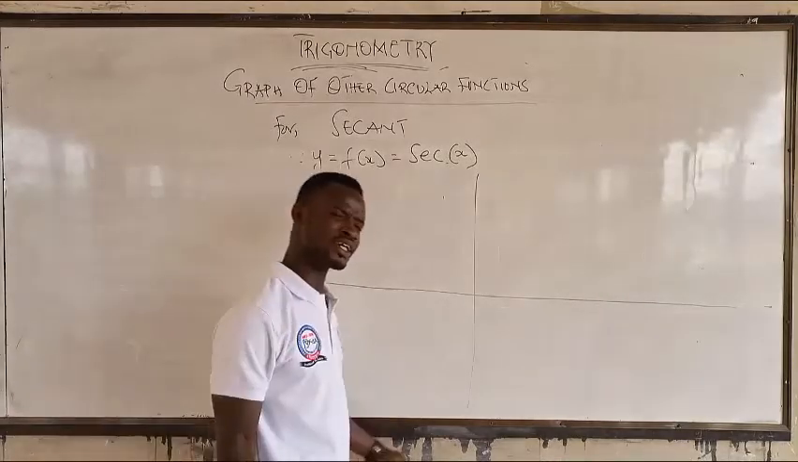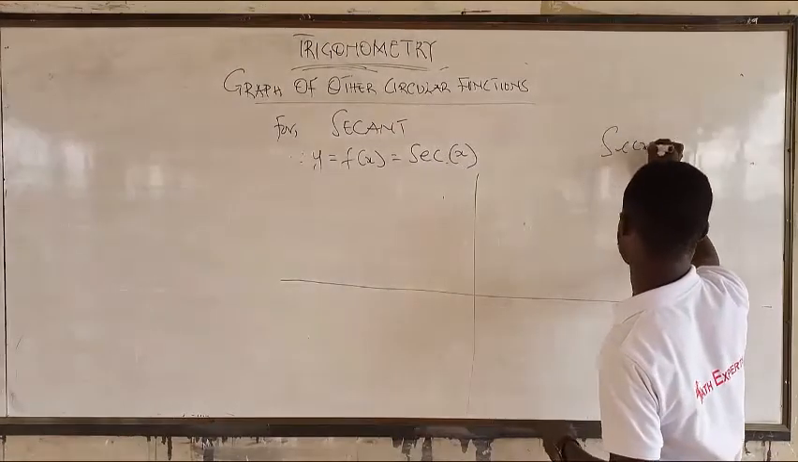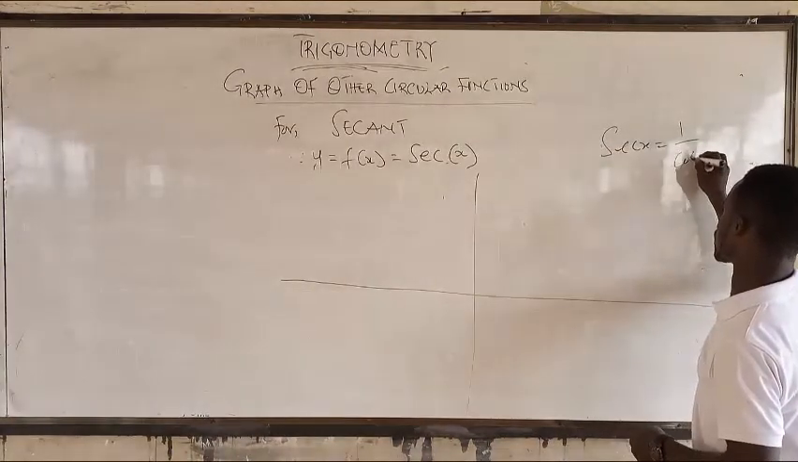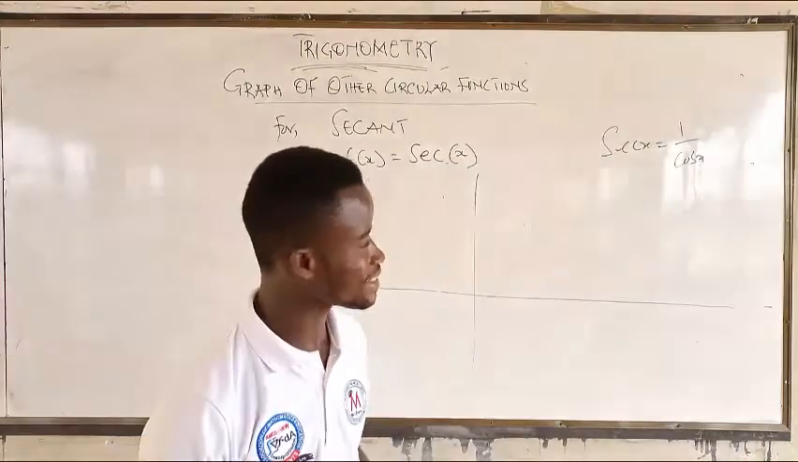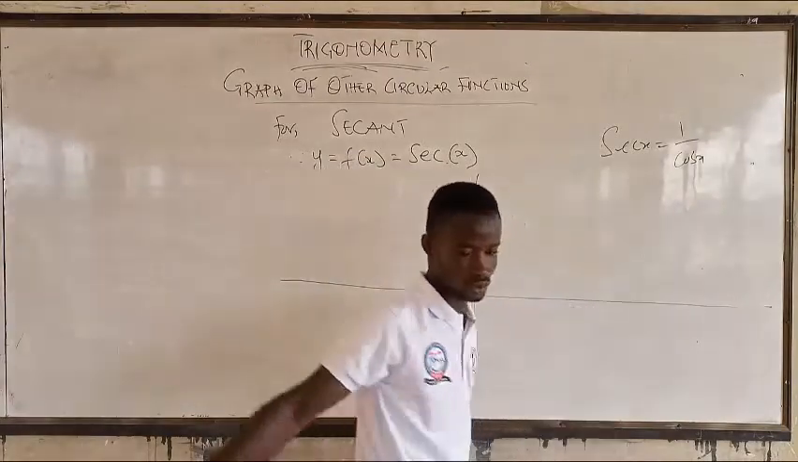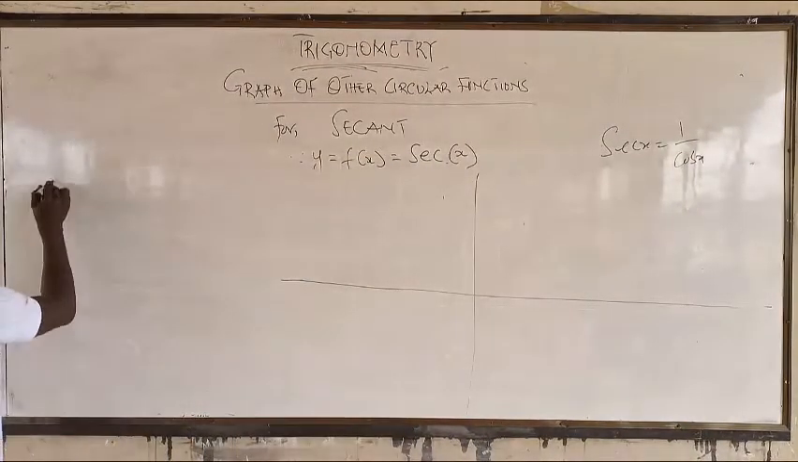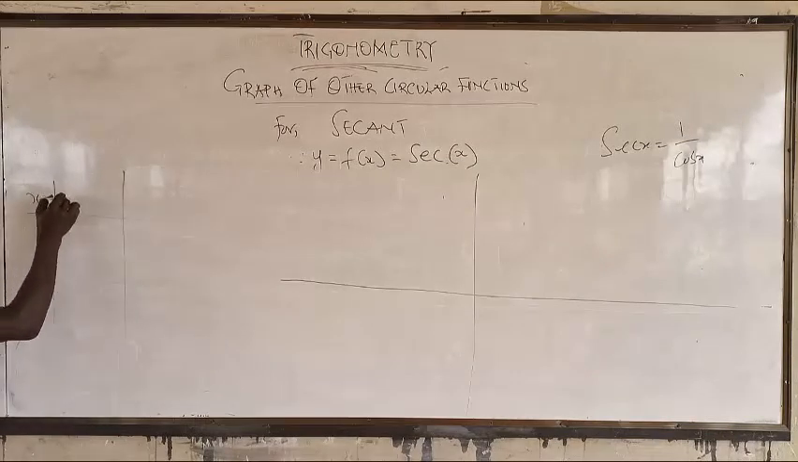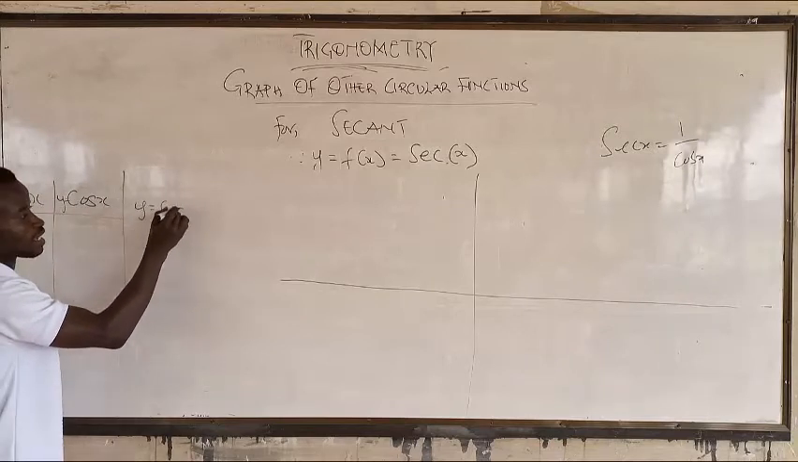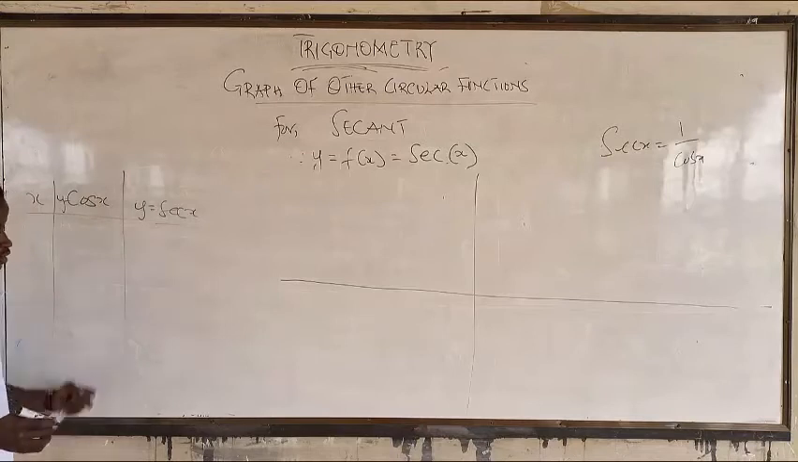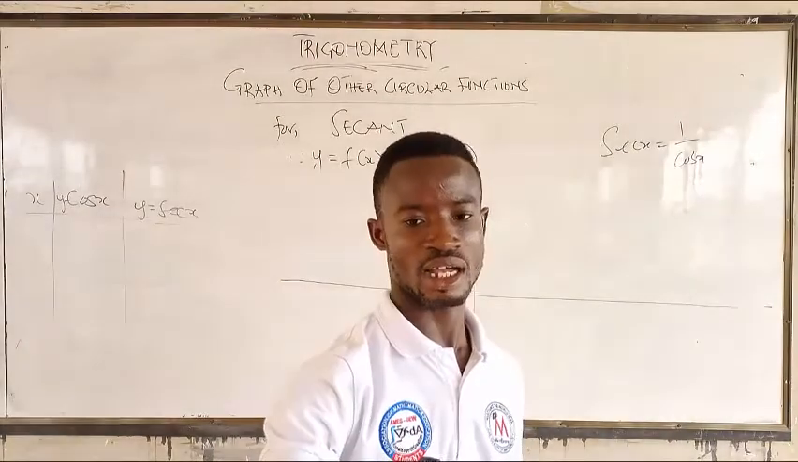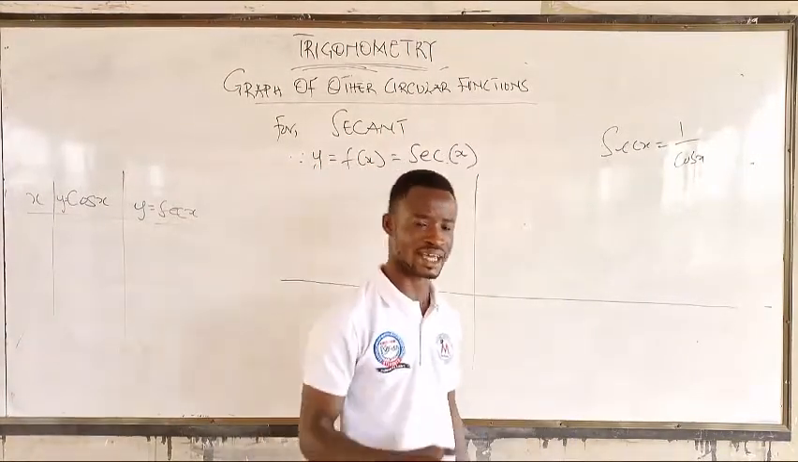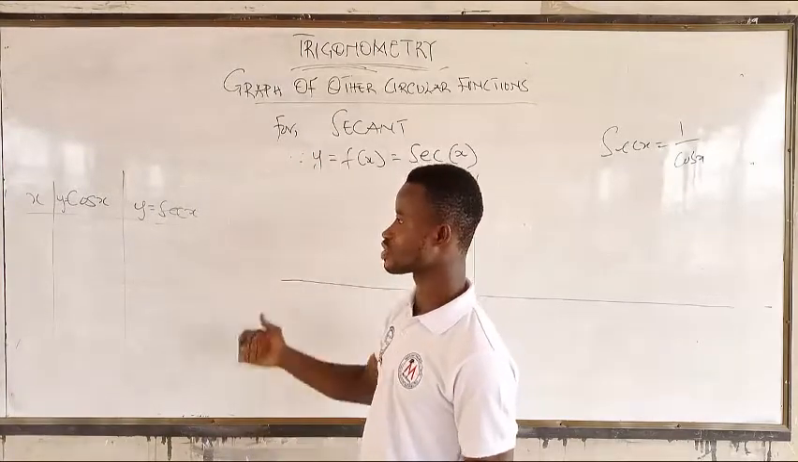All right, so we are looking at that of sec. I know that sec x is equal to 1 over cos x. So the reciprocal of cos is sec. Very good. So on your table, we need to include y equals cos x and y equals sec x. I'll leave that for you to do on your own. You can use the same interval we did for the cosecant, that is the 90 degrees interval.